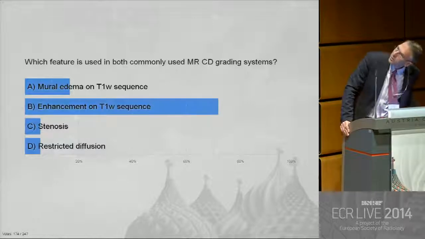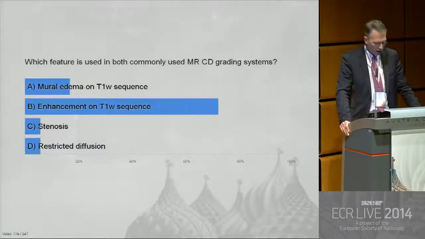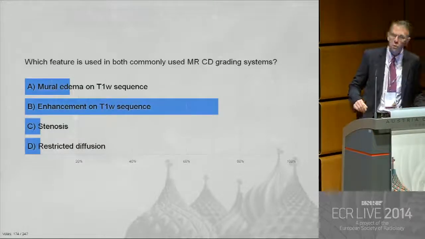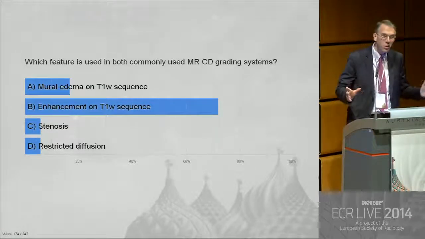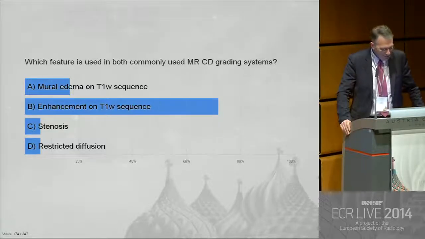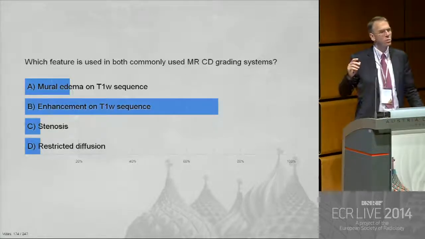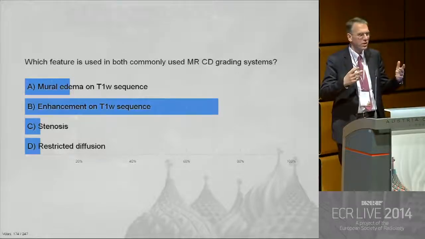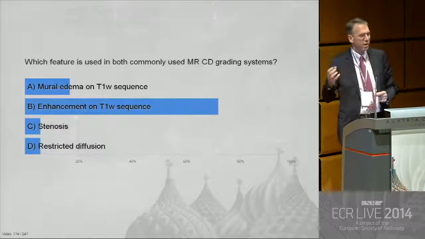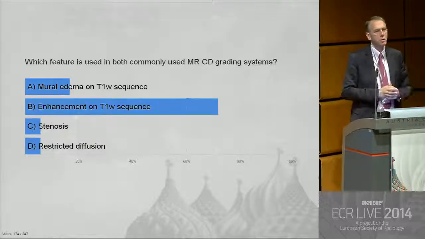Okay, the enhancement on T1 sequence. And yes, you're right. It was a little bit tricky, the first one, of course. Mural edema is important, but that was not on the T1. That's on the T2, the fat-set T2 sequence. I put it in just to once again stress, it's the mural edema that's important, and it's the thickness. Those are the two main items that are important.